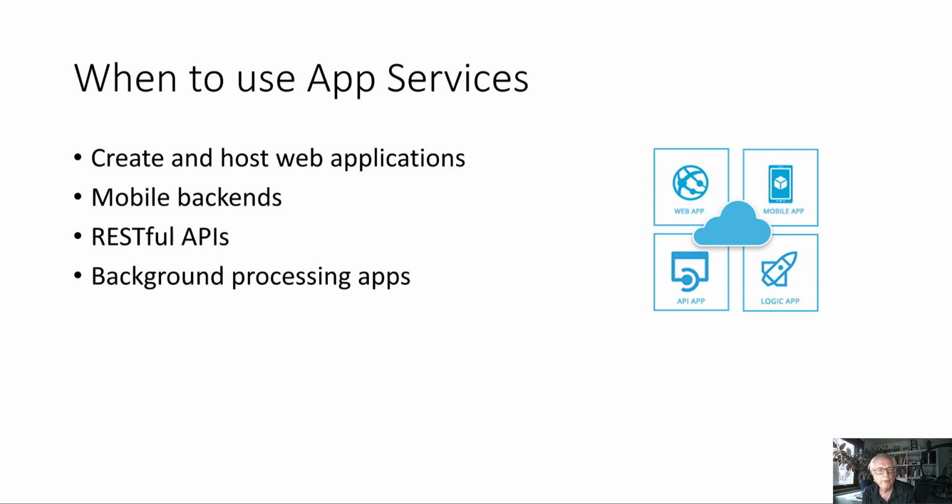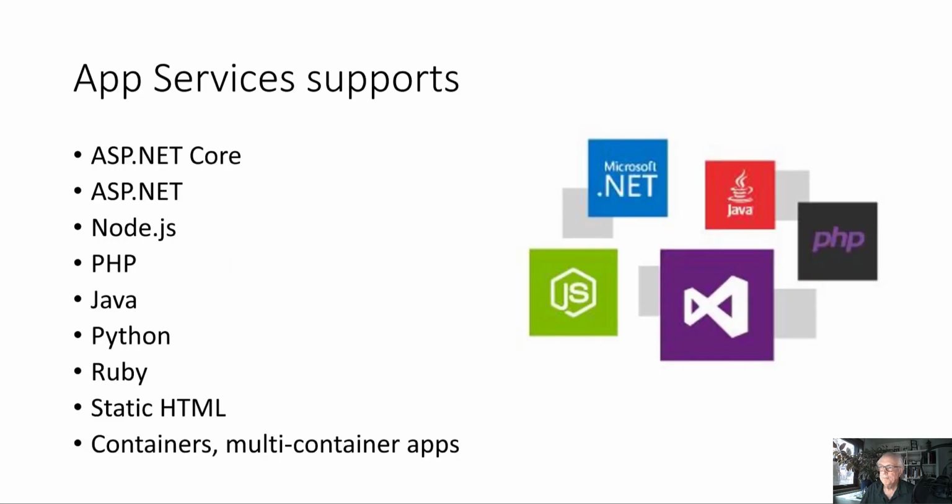When you use app services, you can use them for your web apps, lots of them. The virtual machine can hold multiple applications, so you can put as many as you want on it. You can use mobile backends, RESTful APIs, background processing apps, and here they talk about logic apps or API apps. All those can go into app services. You get to pick your language, whether it's ASP or open source or whatever, static HTML. You can use the containers. There's a new ability for you to be able to use multiple container apps for like WordPress even.